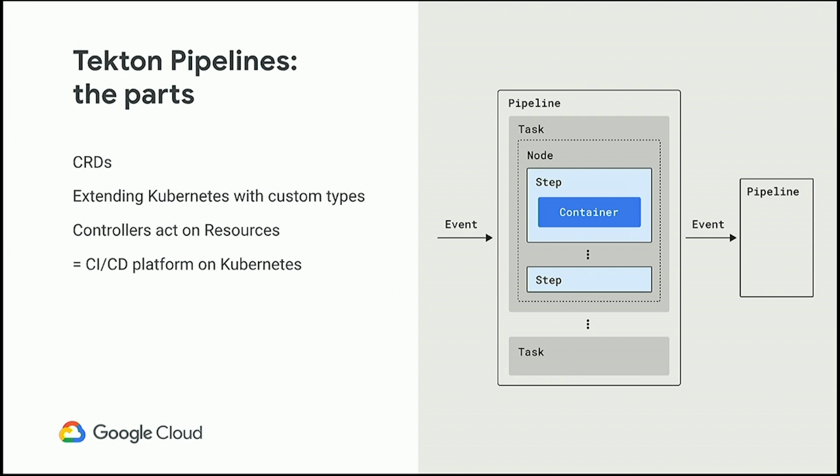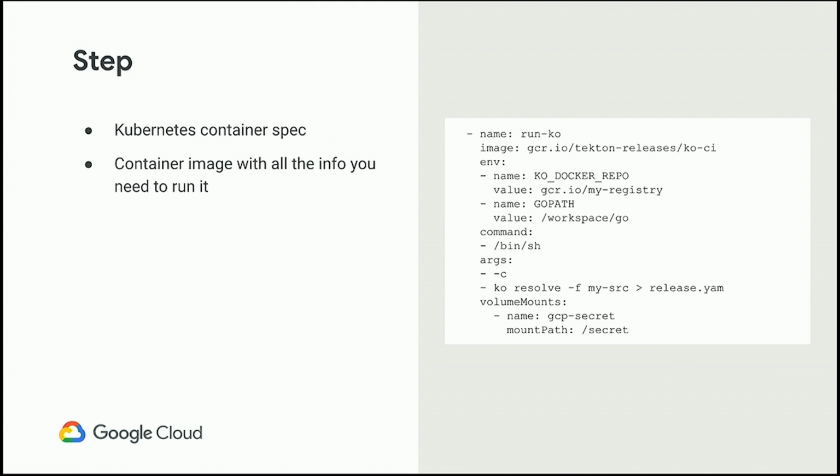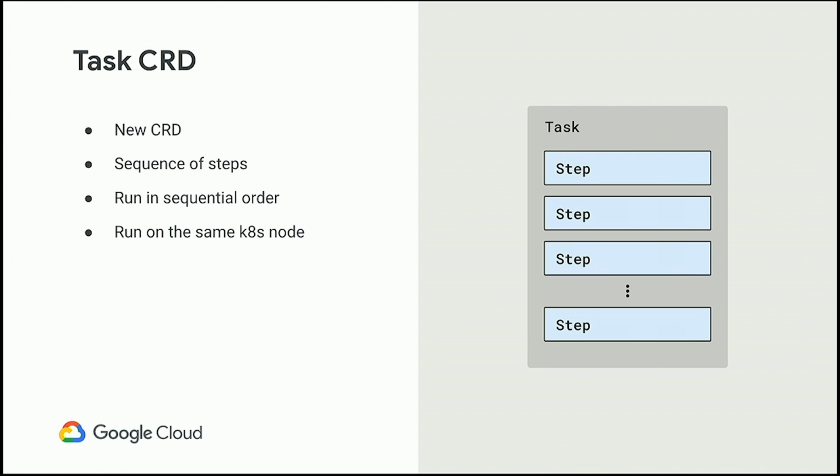So what CRDs have we added for Tekton pipelines? Our most basic building block is something we call a step. This is actually a Kubernetes container spec, which is an existing type. A container spec lets you specify an image and everything you need to run it, like what environment variables to use, what arguments, what volumes, etc. And the first new type we added is called a task. A task lets you combine steps. You define a sequence of steps which run in sequential order on the same Kubernetes node.